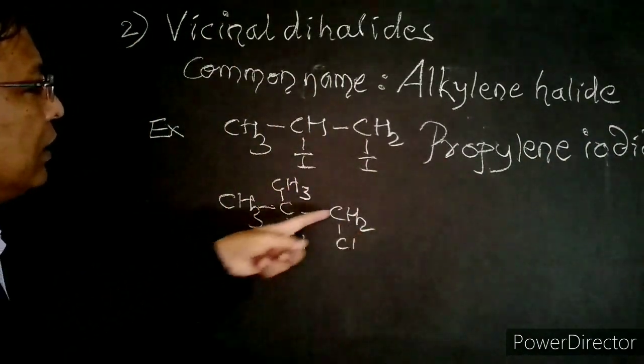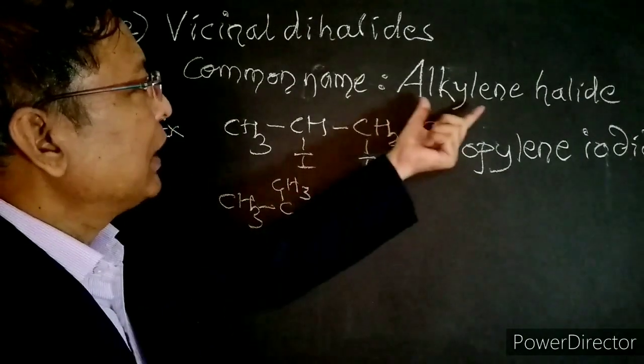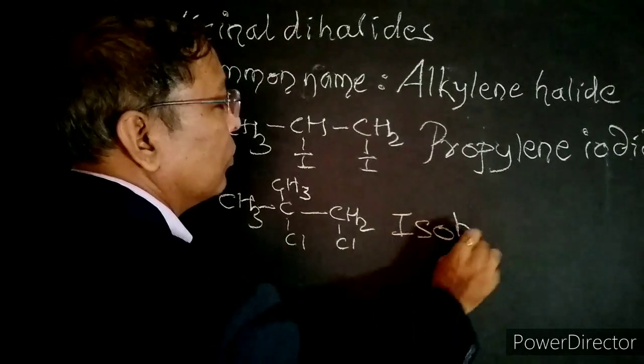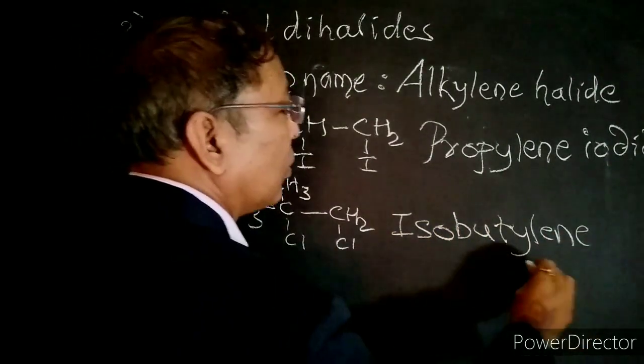This is the common name for this compound. If you see here, this group is the isobutyl group. So it becomes, according to this, isobutylene. Isobutylene chloride.